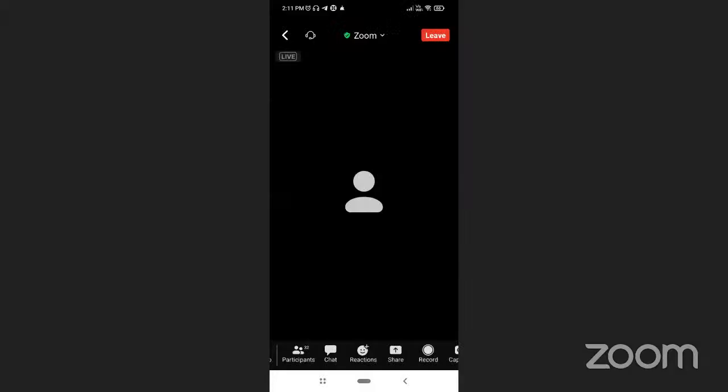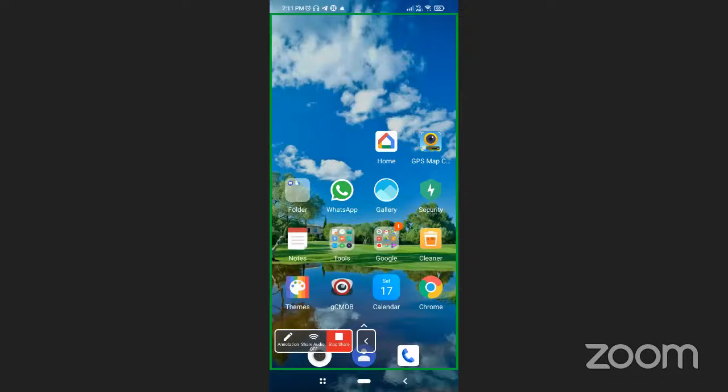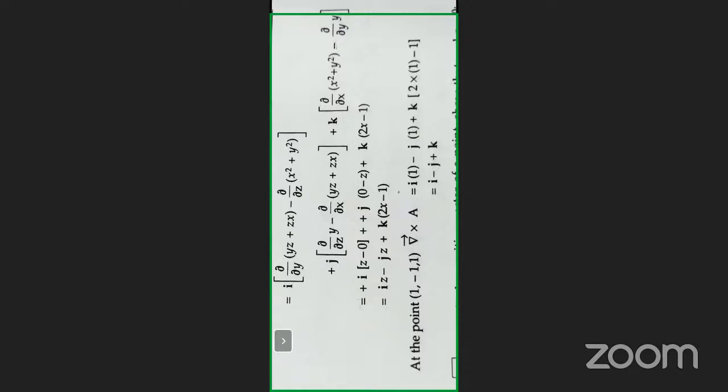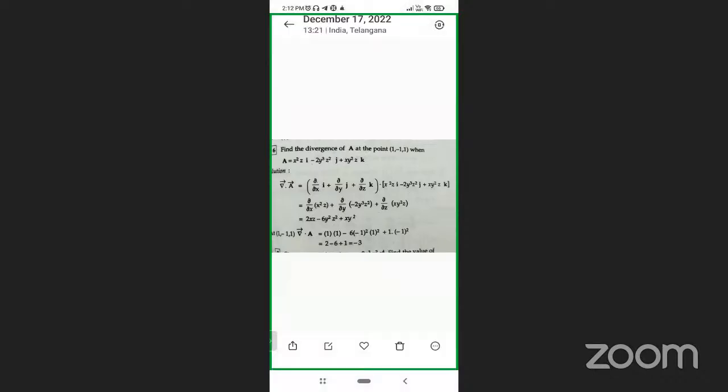Another curl model problem and divergence also. We can observe that. One model problem and one model problem. Find the divergence of A at the point (1, -1, 1) when A is equal to x squared z i minus 2 y cubed z squared j plus x y squared z k.